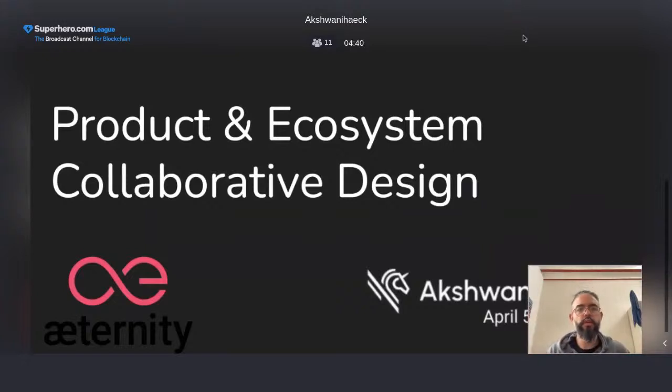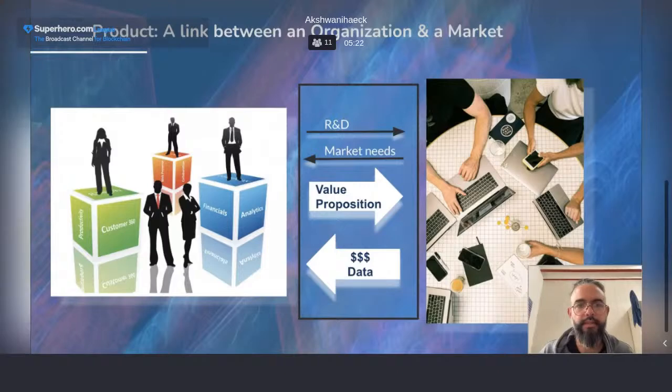Yes. Cool. So the talk today is called Product and Ecosystem Collaborative Design. Why ecosystem? Because blockchains are cool. Blockchains are platforms to build ecosystems, to build incentive models, not only to build products like we are used to seeing in the Web 2 scenario, but we can go beyond. So I'm also dedicating the second part of the talk only to ecosystem thinking. Okay, so first of all, what is a product?